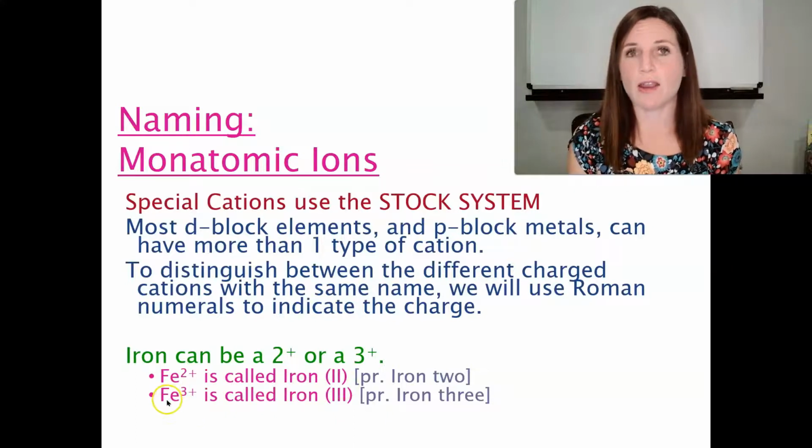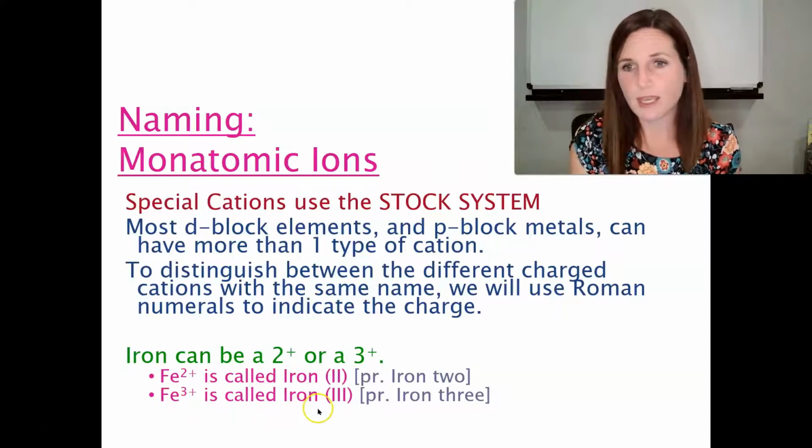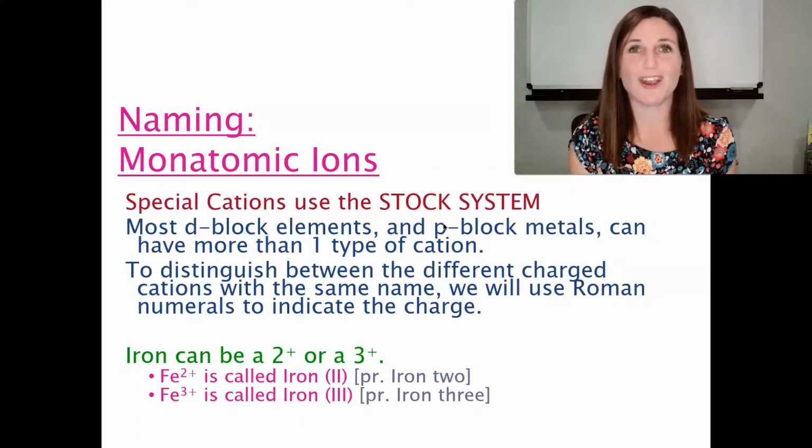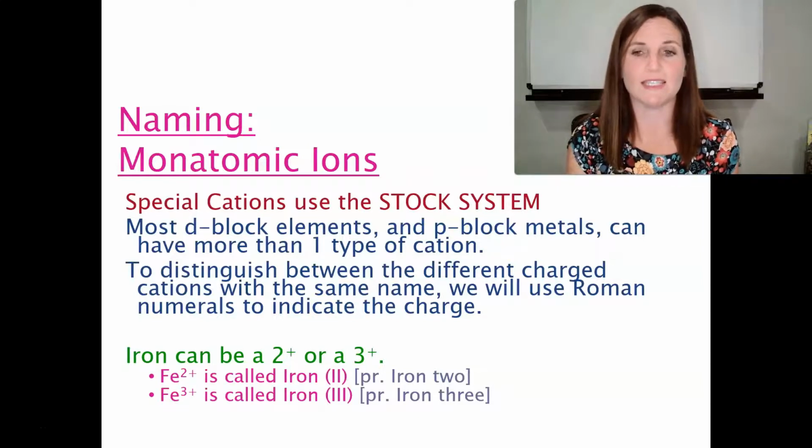And so if we have iron with a 3+ charge, we write it as iron, again with a 3 in Roman numerals, and we call that iron 3. And this is called the Stock system of nomenclature, and it's the easier of the different systems that they have. This is the easiest one.